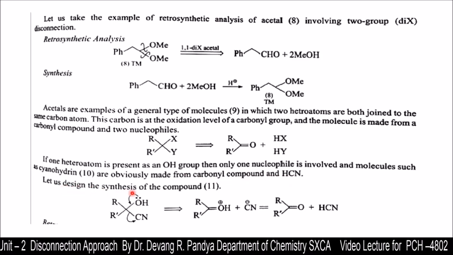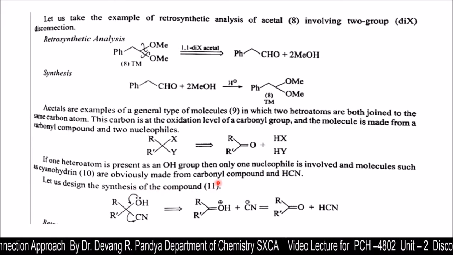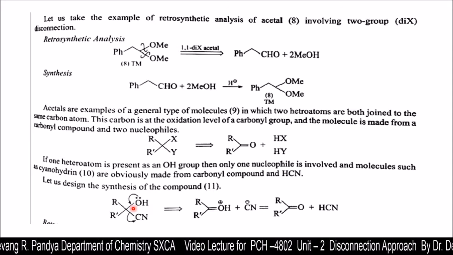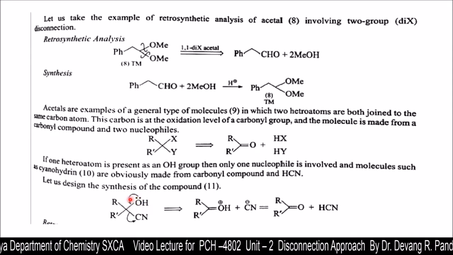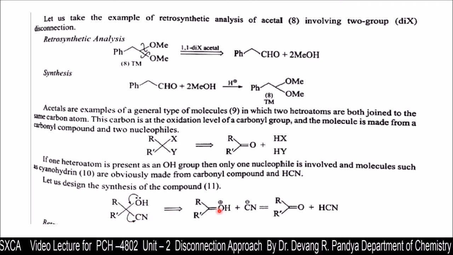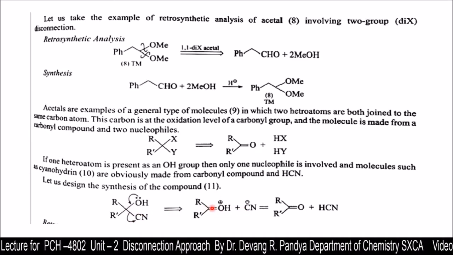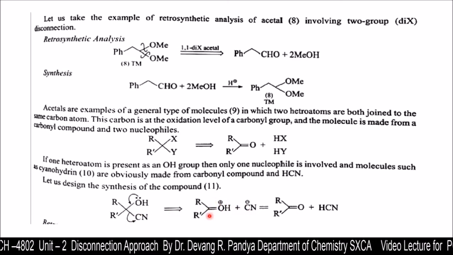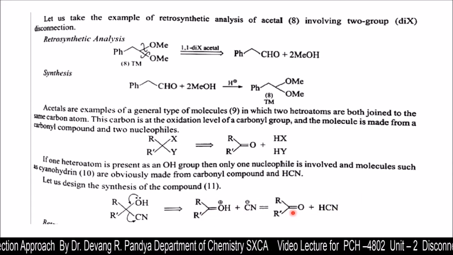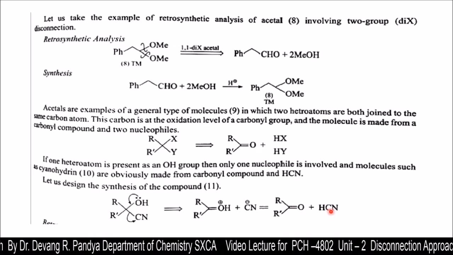Let us design the synthesis of the compound, that is structure 11, and that can be done in a retrosynthetic way like this. Cyanide is going to be disconnected. We're going to get these two synthons, and then again the disconnection of this will bring these two synthons: the synthetic equivalent carbonyl and hydrogen cyanide.